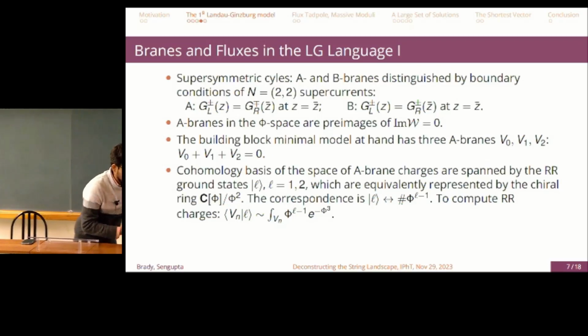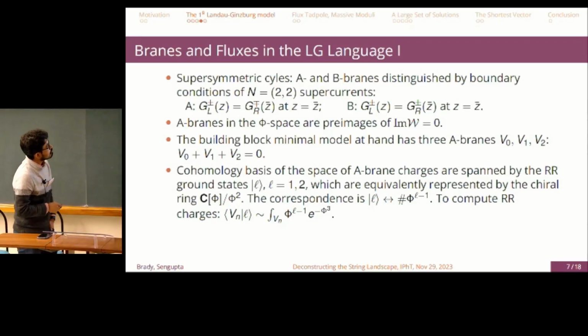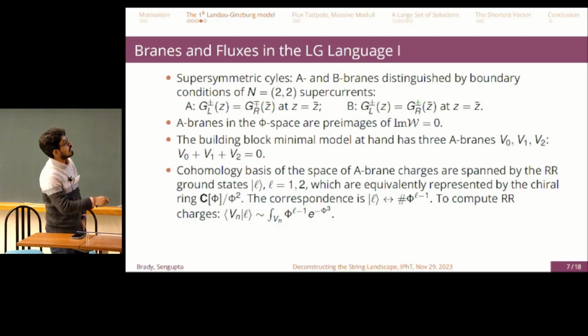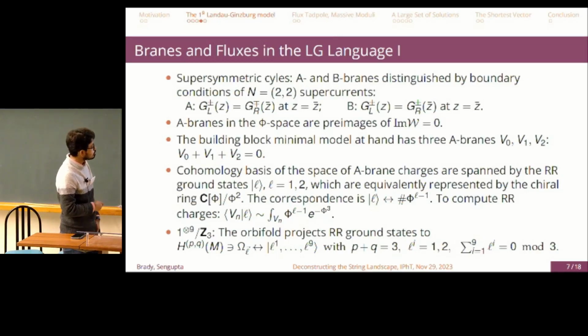So how do you calculate the Ramond-Ramond charges of the A-branes? Essentially you compute a one-point disk amplitude like this overlap, and it amounts to computing a simple integral of this kind. And when you have 9 of these models tensored together, your RR ground states would be a tensor product of 9 states of this kind, and then you have to see how many of those survive this Z3 orbifolding and so on.